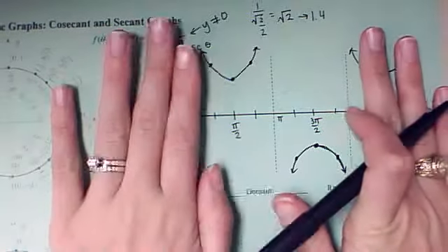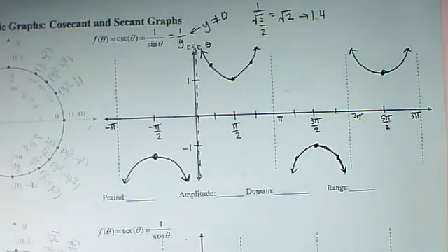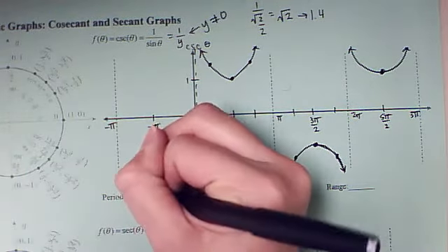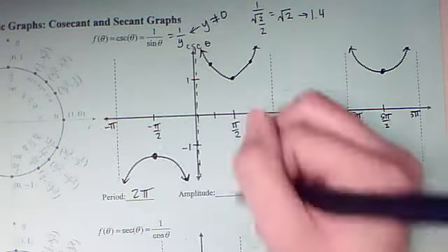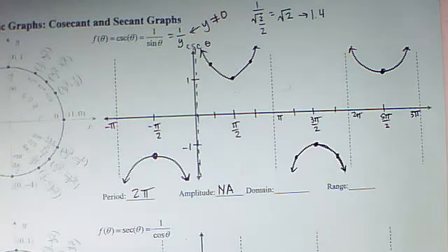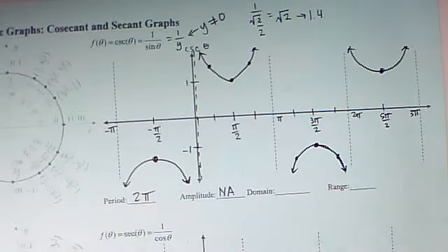You will notice that it takes 2 pi to complete one period for that cycle to start over. So that's my period. My amplitude does not apply in this case because amplitude, remember, is a distance from the midline to the top or the midline to the bottom. These are going to infinity and negative infinity, so there really isn't a midline there.